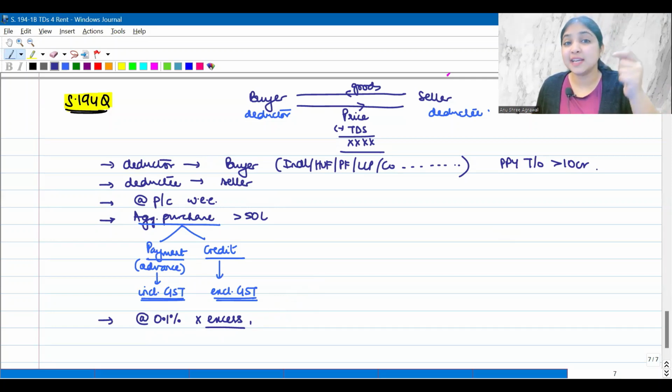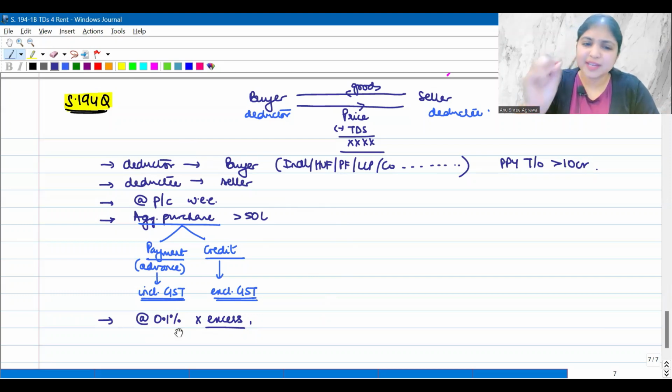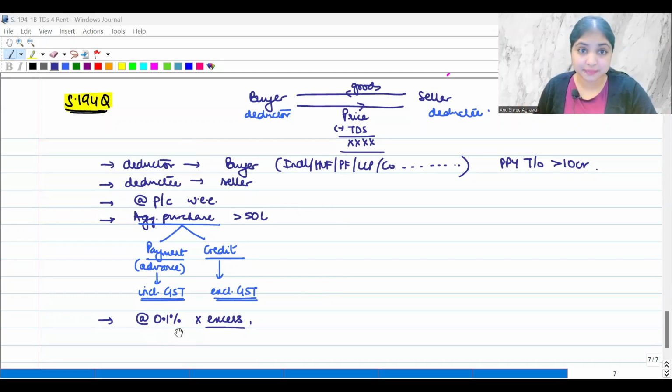Generally, you don't find this in TDS sections, right? Generally, if the amount exceeds a limit, on the entire amount we deduct tax. But under section 194Q, we will deduct tax only on the excess. Which other TDS section have you learned where we deduct tax only on the excess? Do you remember section 194N? TDS on cash withdrawals. Even over there, we deduct tax only on the excess, guys. So under section 194Q also, we will deduct tax only on the excess above 50 lakhs at a very small rate, 0.1%.